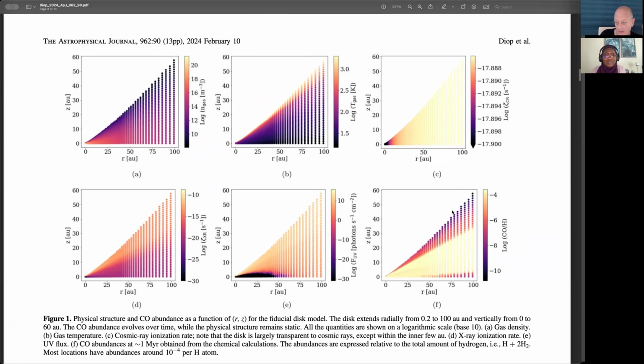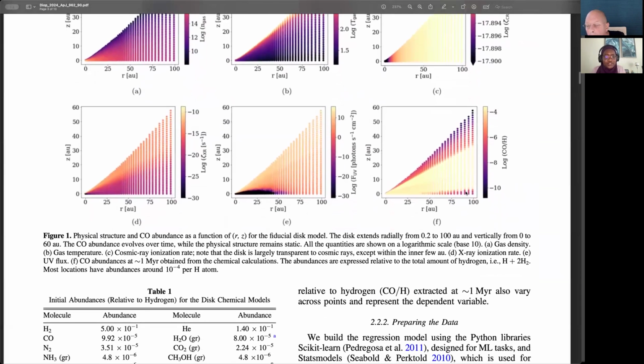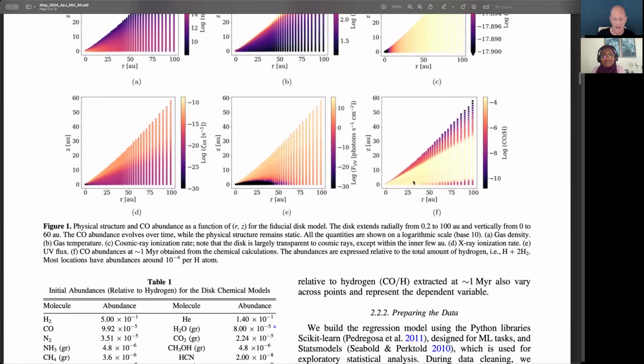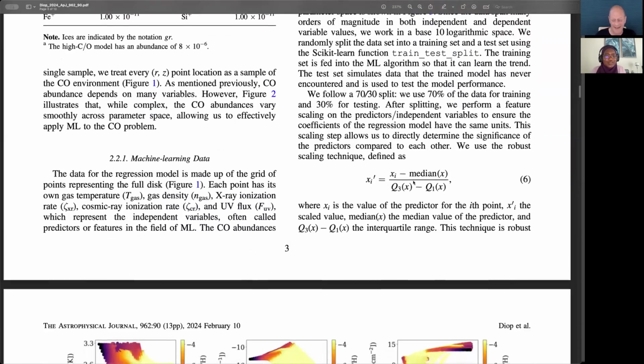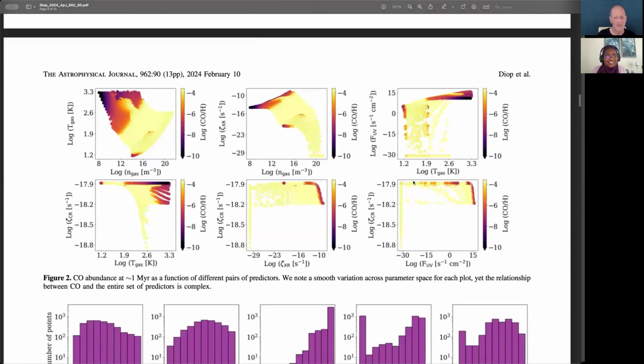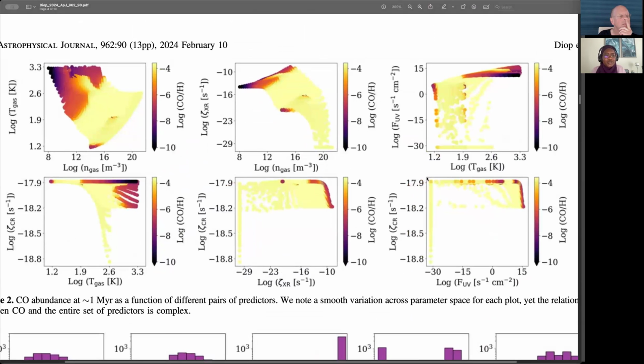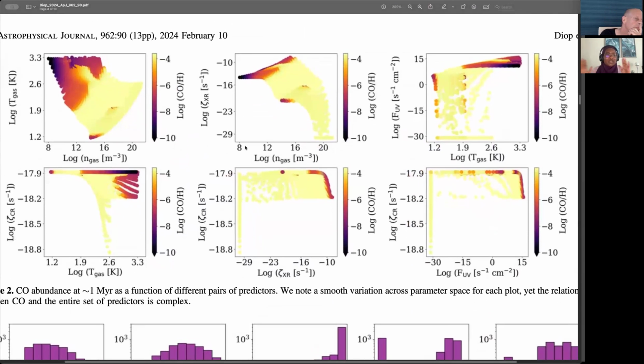We can also show figure 2. Figure 2 looks at how CO abundance depends on pairs of parameters, just as an initial exploration of our model. We see that we have this complex function of CO even just between pairs of parameters, and even more complex when we consider these 5 different parameters. So it makes it a very interesting problem.